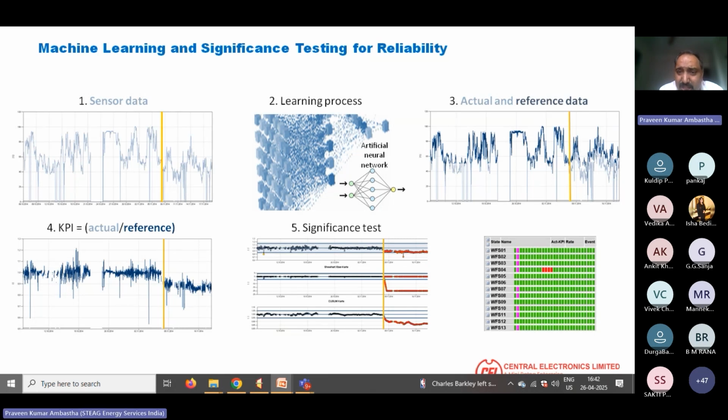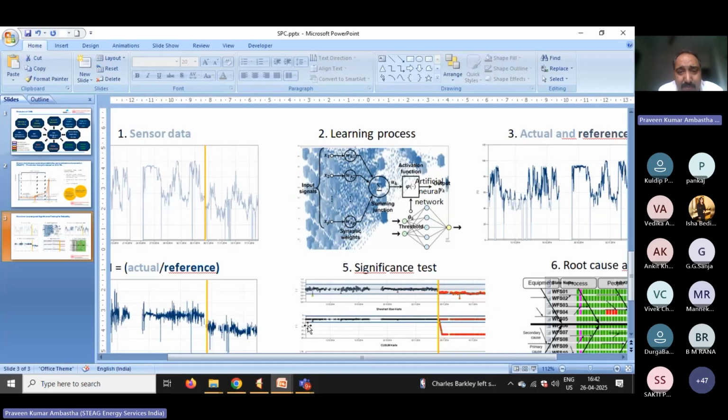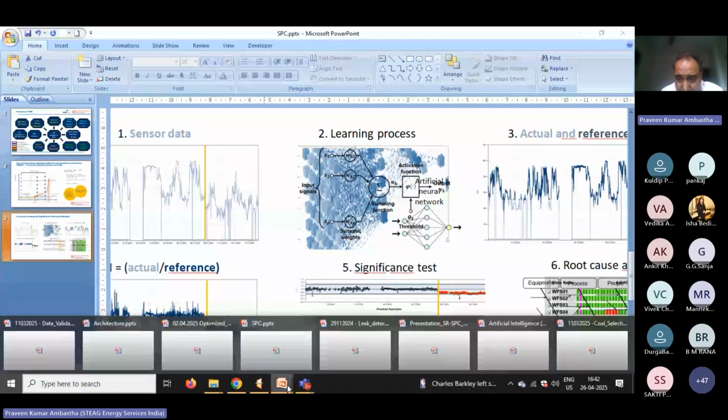So here you can see how we are using a neural model. I will show you some of the cases also. Just a moment.